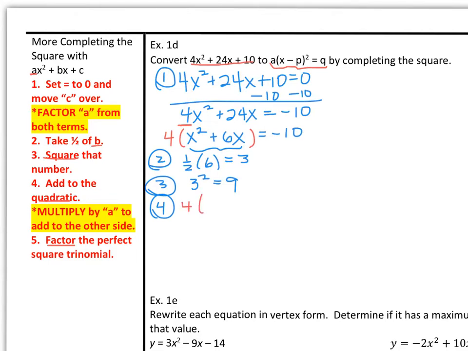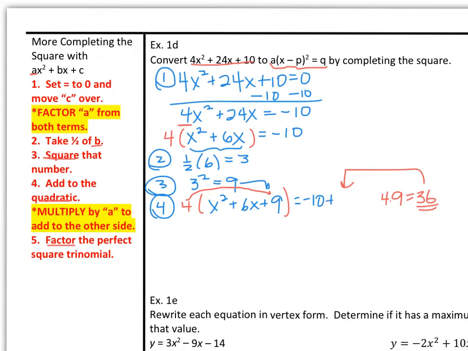We still have our 4 out in front, and we have x squared plus 6x, and now we'll add 9. But notice we're only adding that to the inside of the parenthesis. It says multiply by a to figure out what to add to the other side. Now remember, a was 4. If we multiply 4 times 9, we get 36. And that's what we're going to add to the other side. So we had negative 10, and now we're going to add 36 to that instead of the 9.